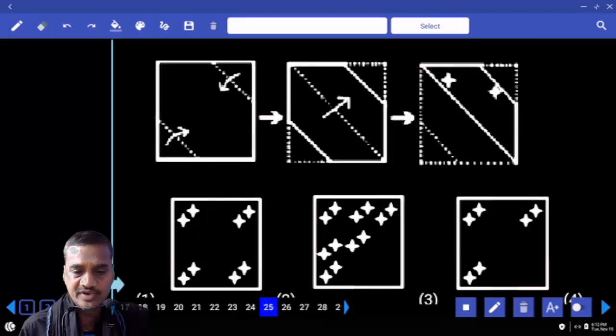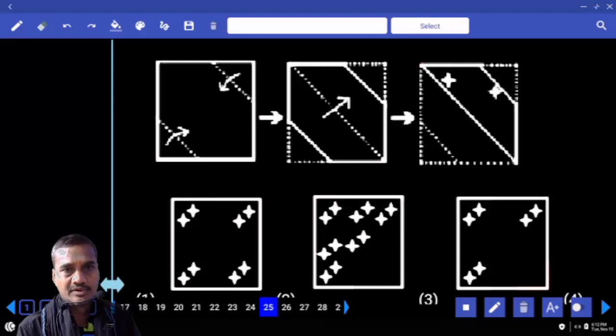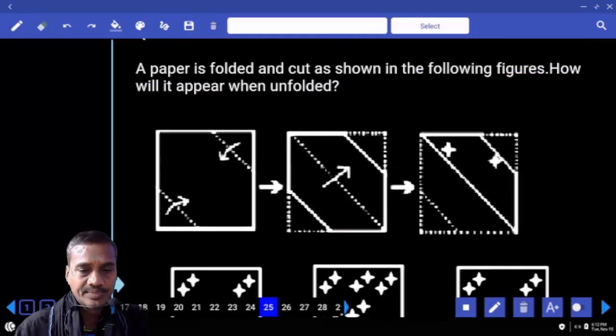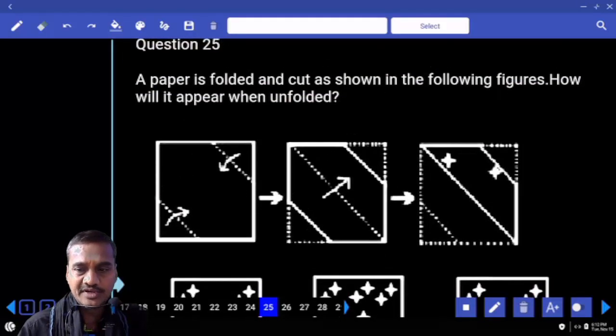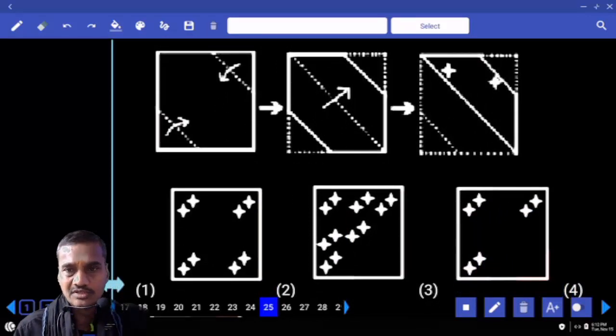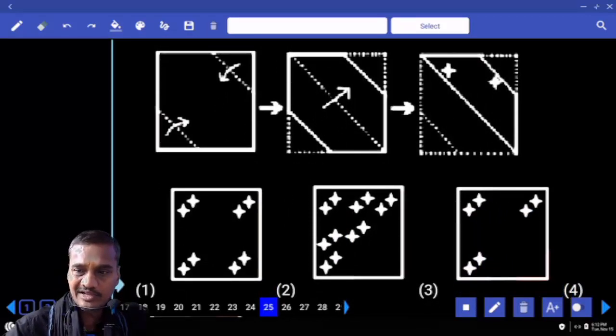And finally 25. Now the figure is folded and cut into different shapes. After a paper is folded and cut, how will it appear when unfolded? Now we need to unfold. Now the same paper, when cut, how will it appear? Now this paper will be like this.